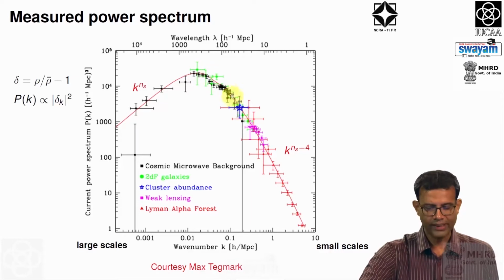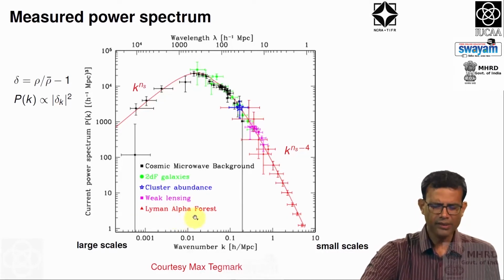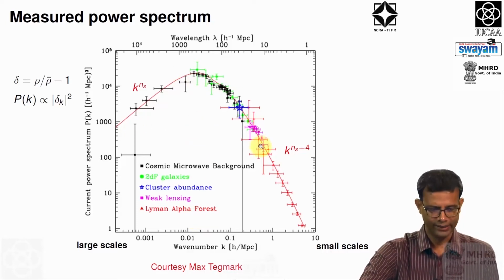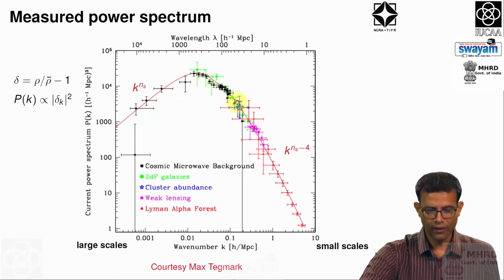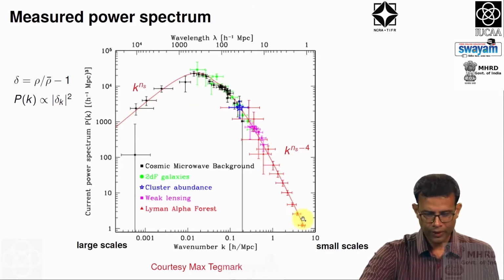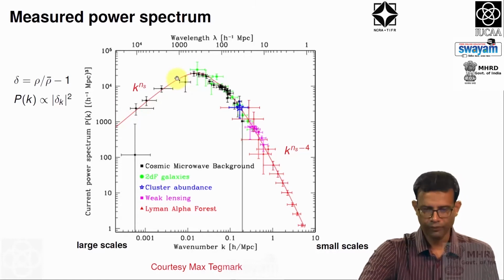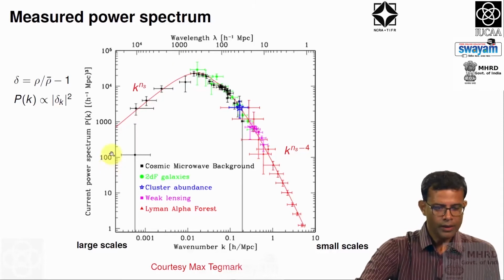galaxies from various galaxy surveys, and towards this part at the smallest scales you have constraints coming from lensing and Lyman alpha forest, and some of these we will discuss, but we will not have time to go into all the details. The red solid curve gives you the theoretical prediction, and as you can see, the theoretical prediction matches very well the data for some preferred set of cosmological parameters.